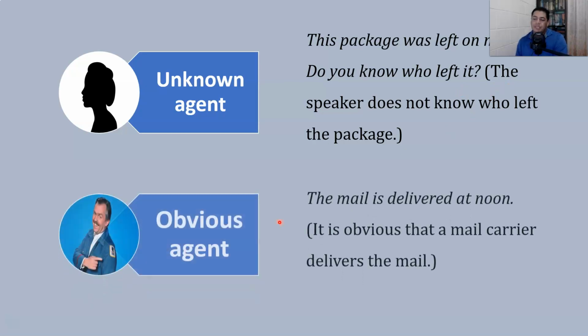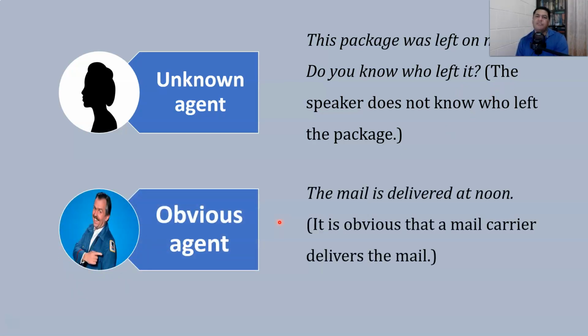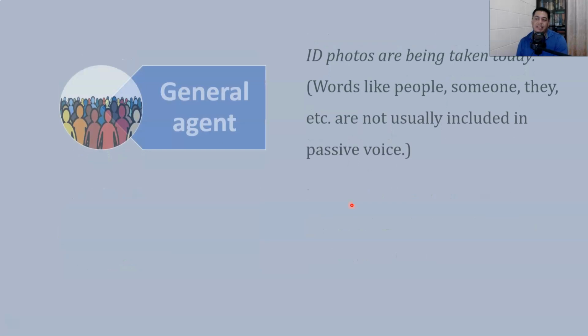Now, sometimes the agent is obvious as well, so I'm not gonna use an obvious agent because it feels like we are dumbing down our sentence. It feels like we are a little dumb when we say something that is obvious, or it feels that we consider our audience to be a little dumb, that they need to be explained this issue, right? So the mail is delivered at noon. Who delivers it? Well, the mail carrier delivers it. So of course I'm not gonna say it because it's really irrelevant for our sentence, right?